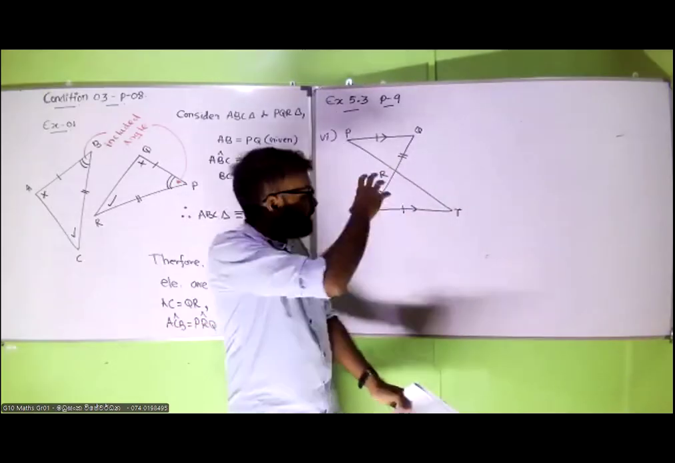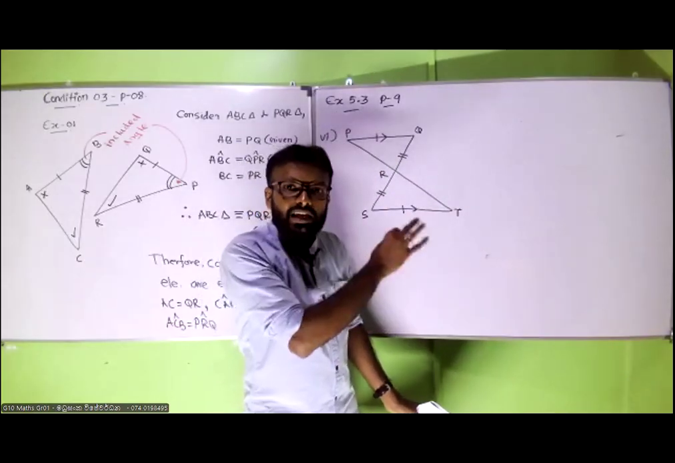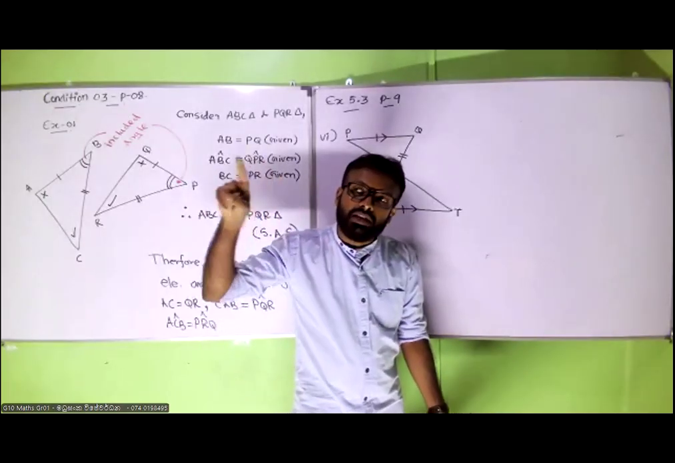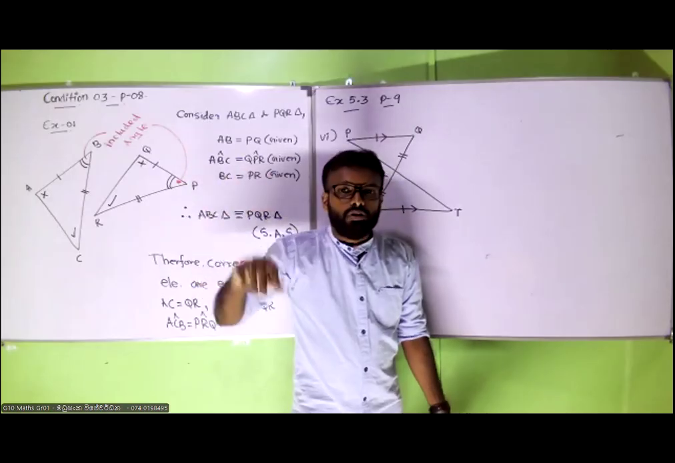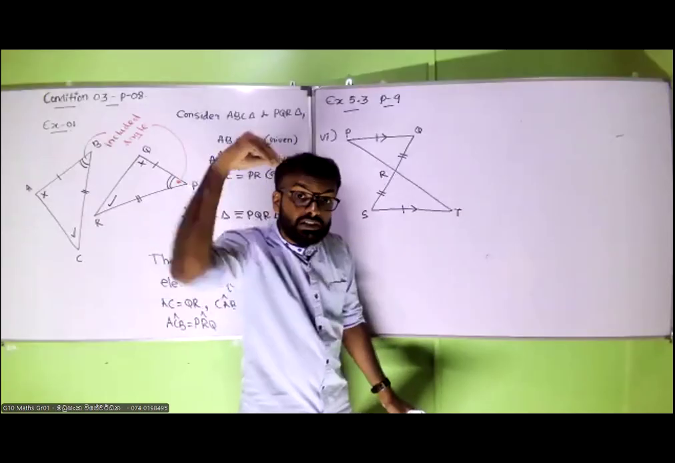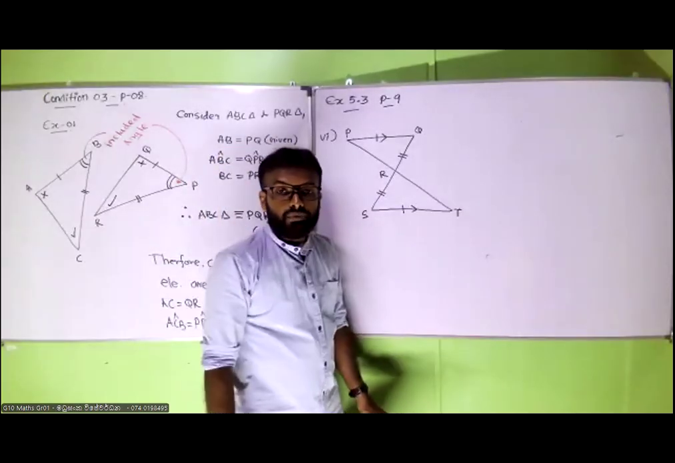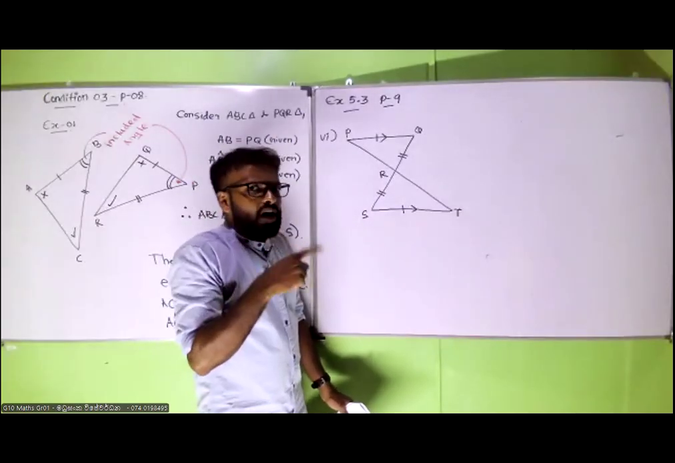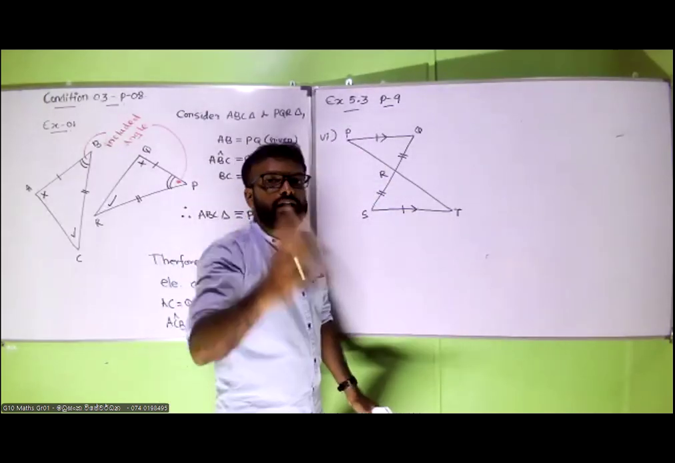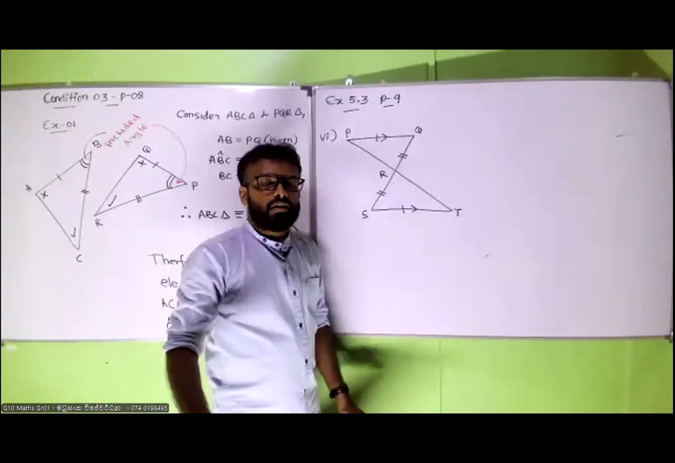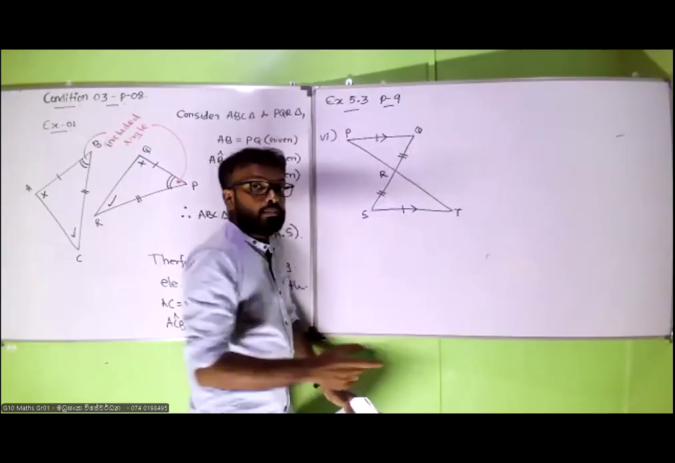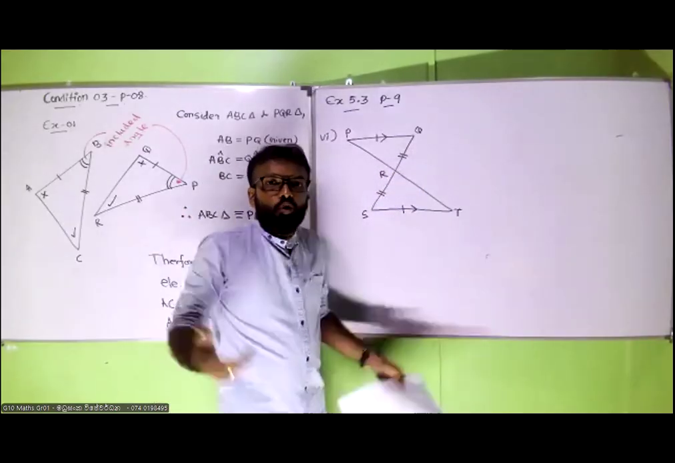Yes, you know this is under SAS. But you might think about whether I can apply SSS. No, because PR does not equal RT, because they didn't give that. Can I use RHS? No, because this is not a right angle triangle. Cancel. Now we know SAS only, right? So S is here, S is here. But where is my A? Oh, my angle.